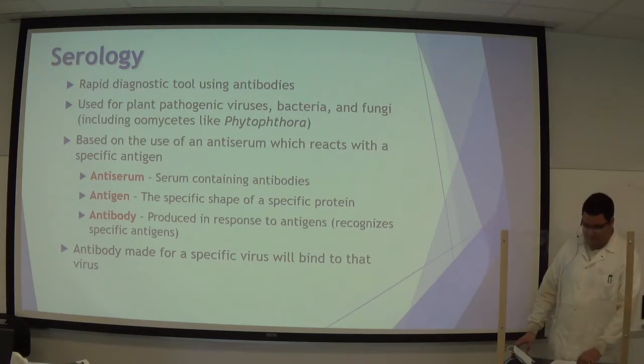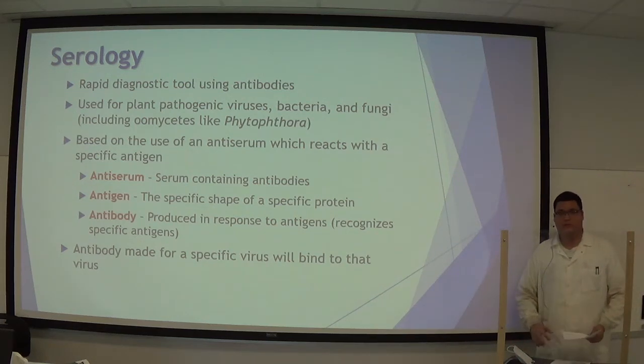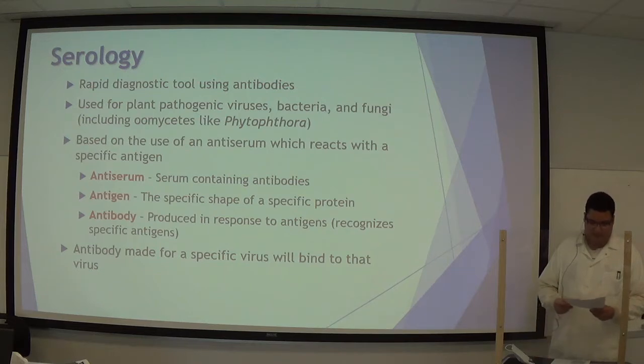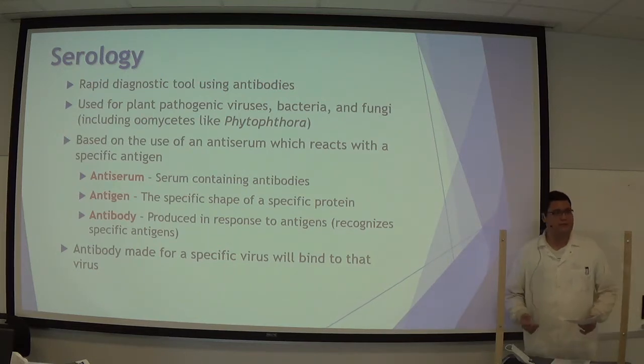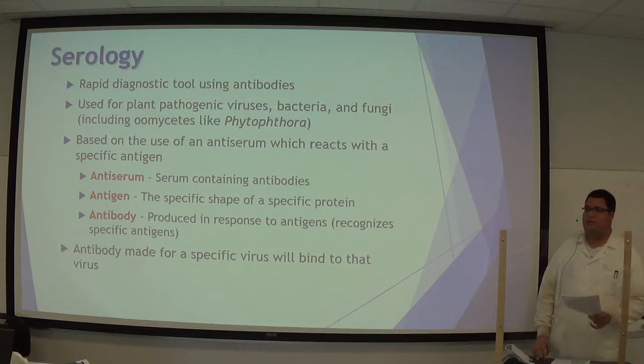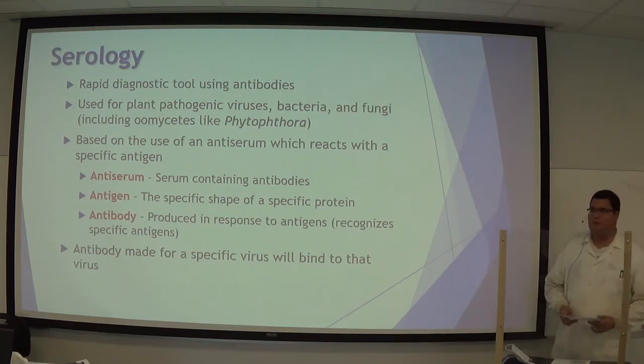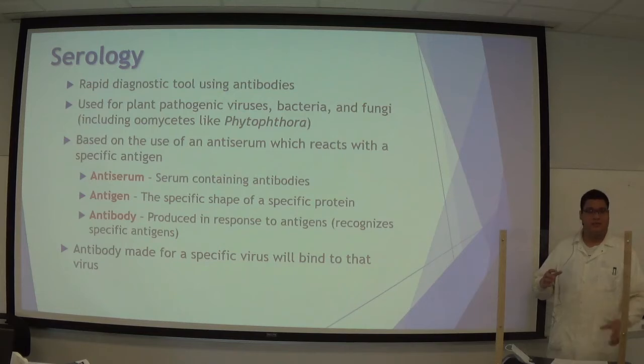So what's cool about antibodies is that you can use it for any type of organism, and I'll show you guys why that is in just a second. But it's all based on using an antiserum, which is just any liquid that contains antibodies to react with a specific antigen. An antigen is what the antibody recognizes, what it binds to. So more specifically, it's the shape of a protein. So each protein has its own specific shape depending on how it folds and which amino acids it's composed of. And this can determine what it looks like in 3D space.